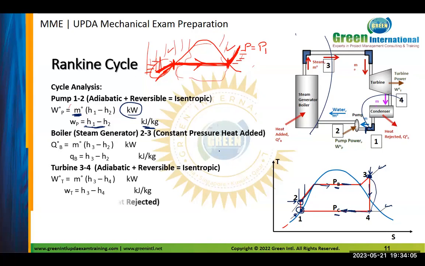Fine. Isentropic process. From 4 to 1, this is the condenser at constant pressure and temperature. How to calculate the heat rejected? H4 minus H1. That's it. So the concepts I gave you at the beginning are to reduce the effort required to memorize everything.